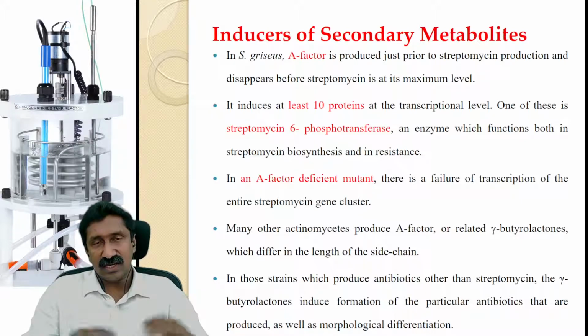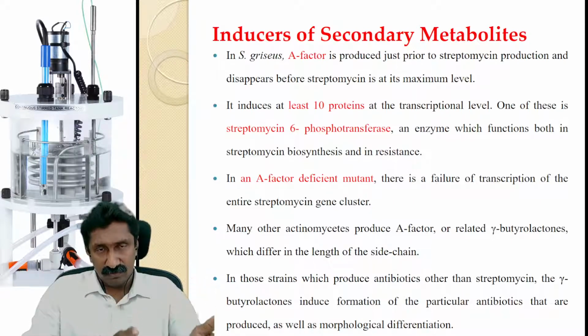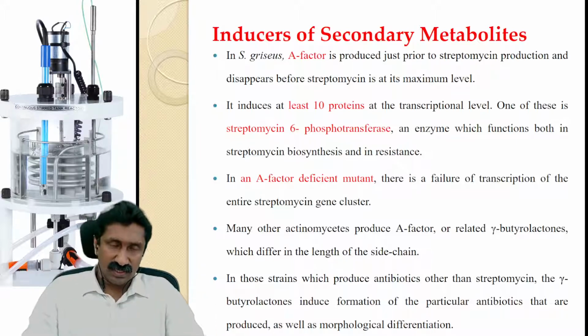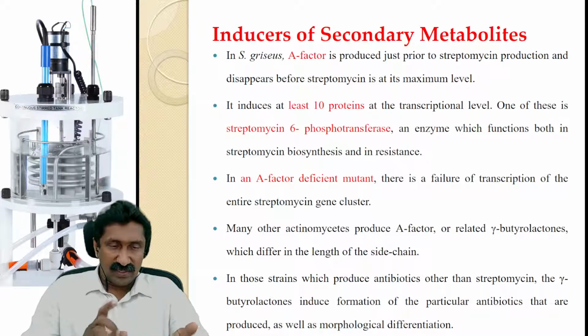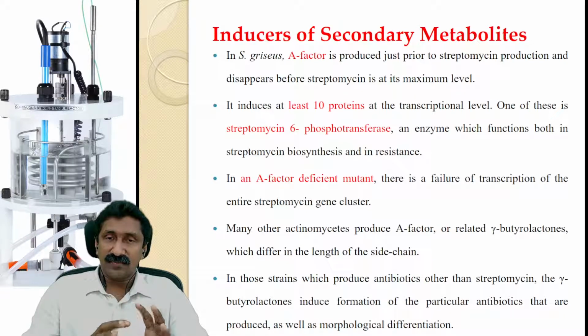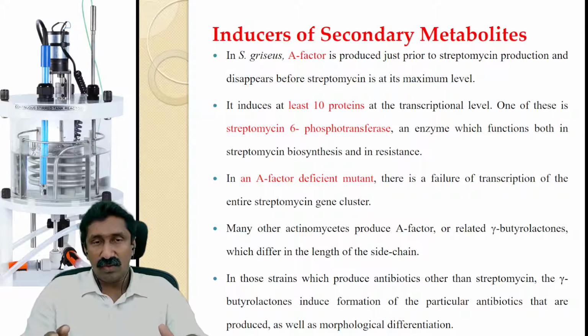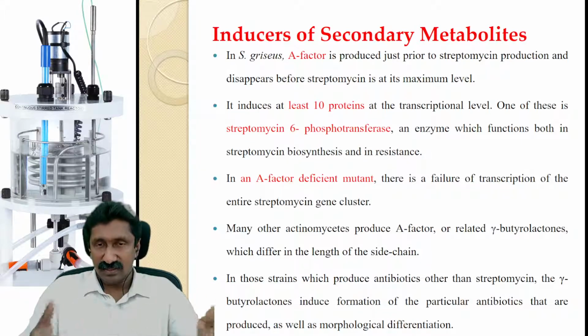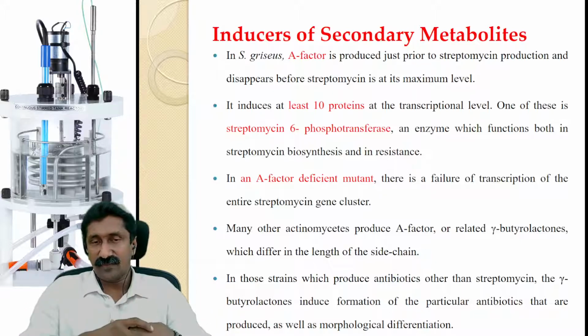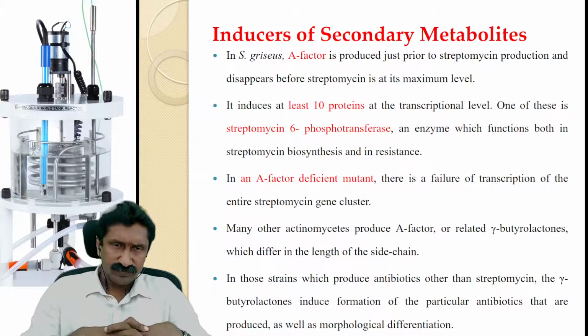So it triggers the transcription. At transcription level, it induces the production of these 10 proteins, and which will function in the morphological and chemical differentiation of the concerned organism. In A factor deficient mutant, there is a failure in the transcription of the entire gene cluster, so none of the genes will be coded, resulting in the lack of aerial hyphae production and streptomycin synthetase production.